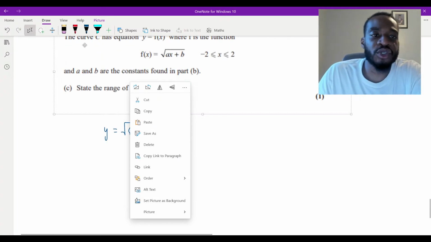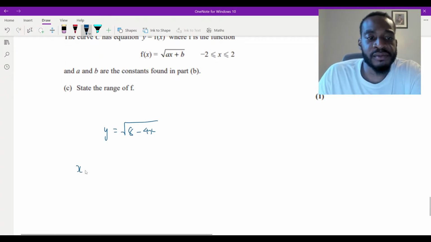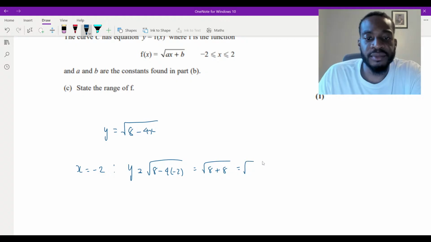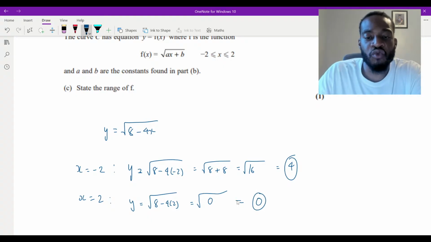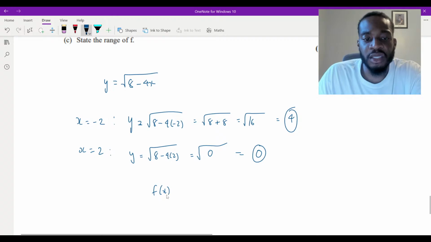If I plug in x equals minus 2, then what am I going to get? y is equal to the square root of 8 minus 4 times minus 2, which is 8 plus 8, which is 16. So it's going to equal 4. And then x equals 2 gives y equals the square root of 8 minus 4 lots of 2, which is 8 minus 8, which is 0. So the range of this function is between 0 and 4.